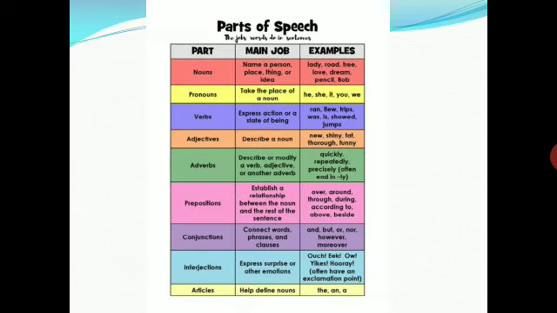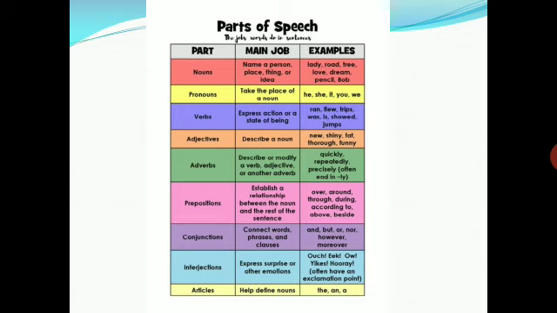We are going to start with parts of speech. As you can see, there are 9 parts of speech, namely nouns, pronouns, verbs, adjectives, adverbs, prepositions, conjunctions, interjections and articles. We are already familiar with them, but let's have a quick look at their jobs and examples. Nouns are naming words that name a person, place, thing or idea. For example, lady, road, tree, love, dream, pencil, animal.